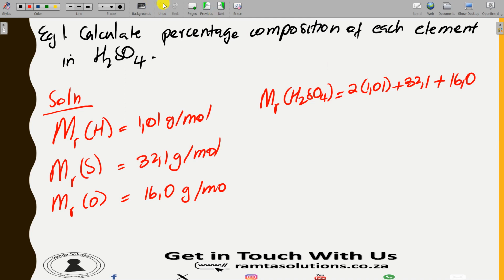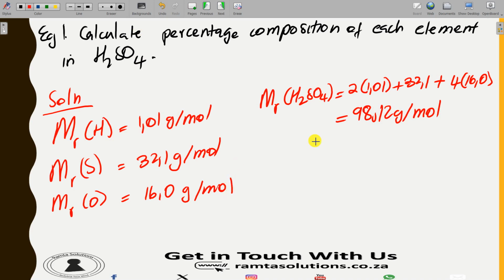Oh, I'm supposed to say 4 times 16.0. My mistake. Okay. What is our answer? We are getting 98.12 gram per mole. So guys, remember, you will find these relative atomic masses in your periodic table. Use the ones in your periodic table that will be supplied to you during your exams.